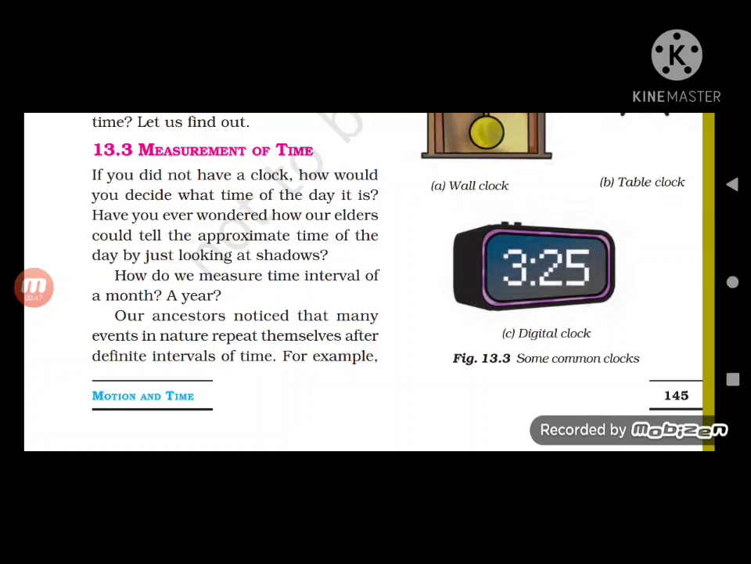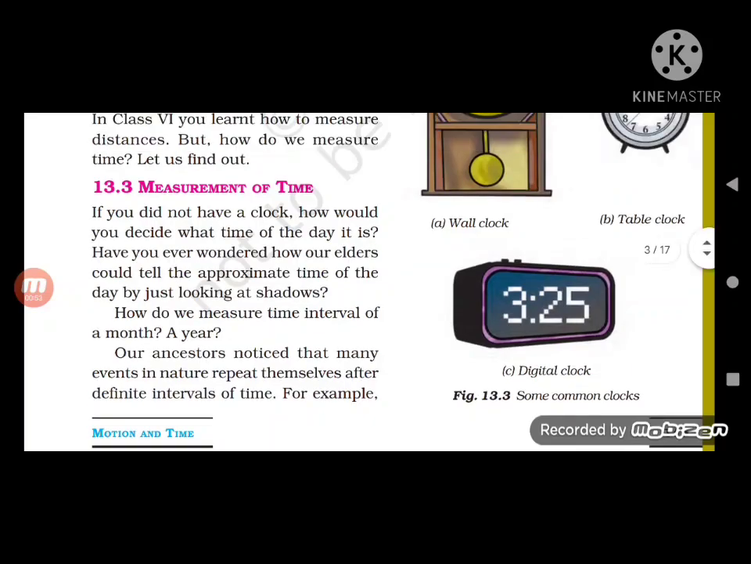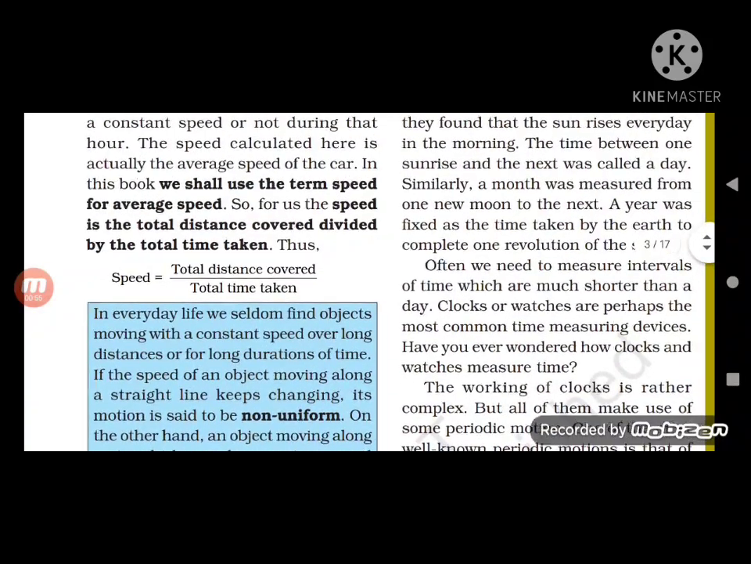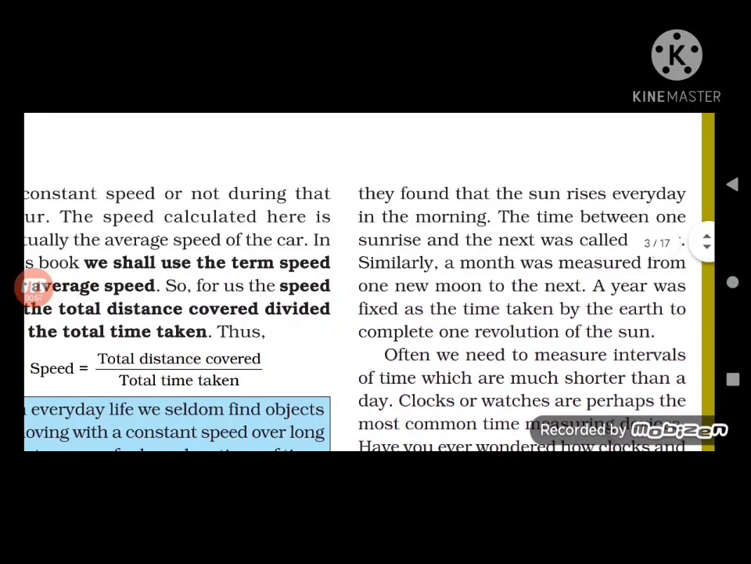Our ancients noticed that many events in nature repeat themselves after a finite interval of time. For example, they found that the sun rises every day in the morning. The time between one sunrise and the next was called a day.